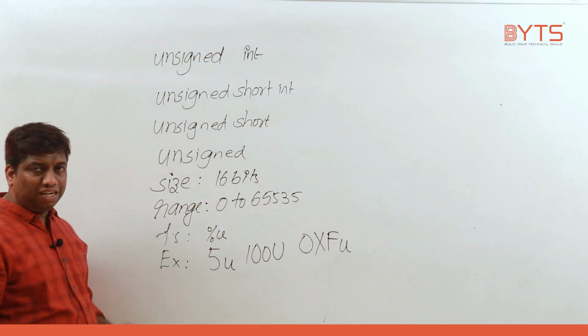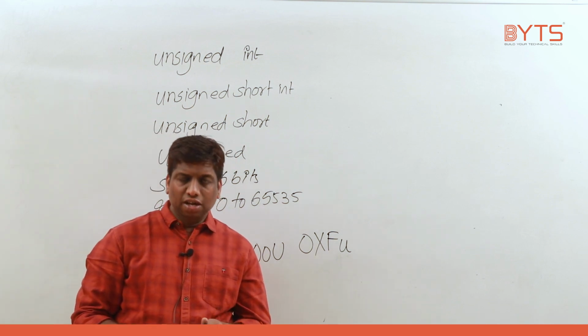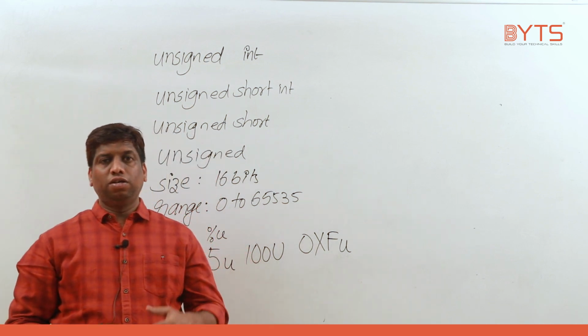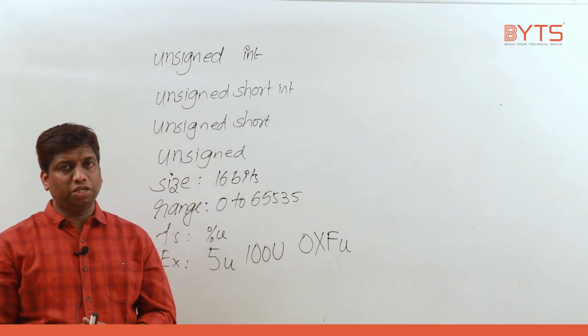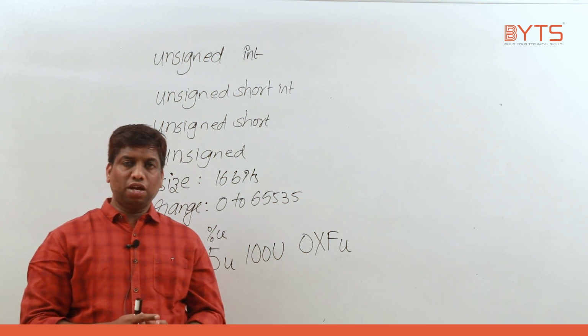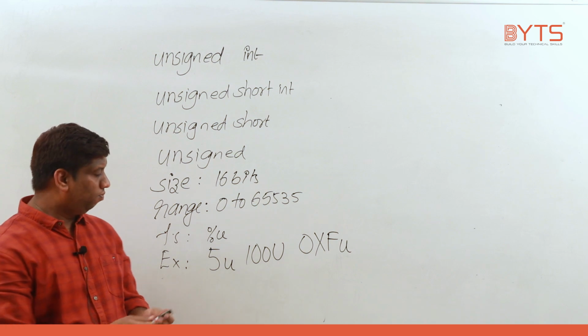So, unsigned short int: unsigned is mandatory. If you don't write unsigned, it is considered as what? Signed. Size is 16 bits. Range is 0 to 65,535. Format specifier is percentile u. Examples are 5u, 100u and 0xfu.